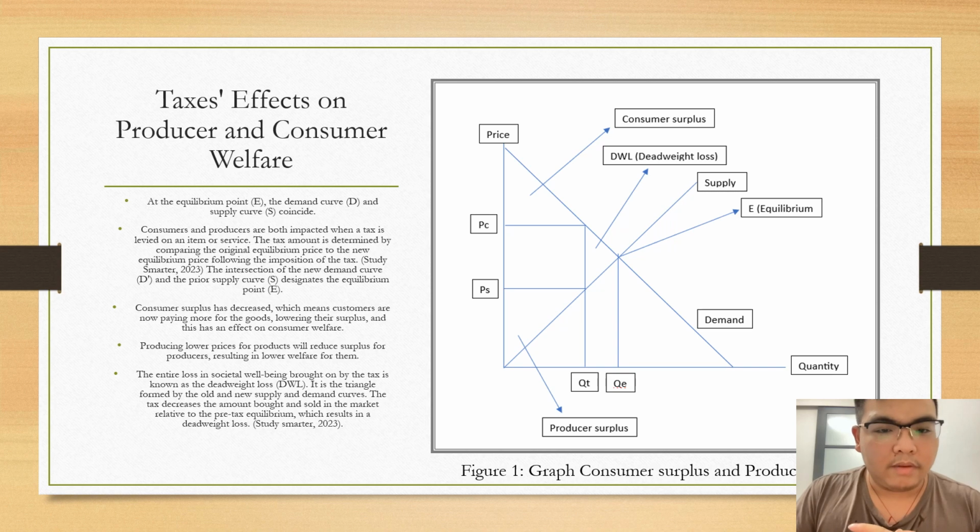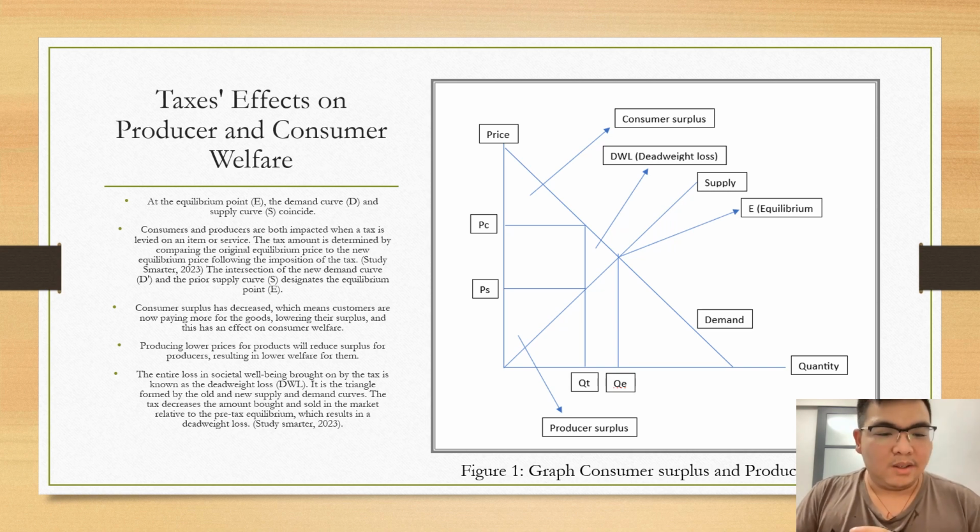As you can see on the graph, the equilibrium is right in the middle, at the intersection of the new demand curve. So consumer surplus has decreased, which means that the consumers are now paying more for goods and their surplus is lowered. This has affected consumer welfare hugely, as well as the producer, because now the lower price for products will reduce the surplus of the producer, resulting in lower welfare for them.